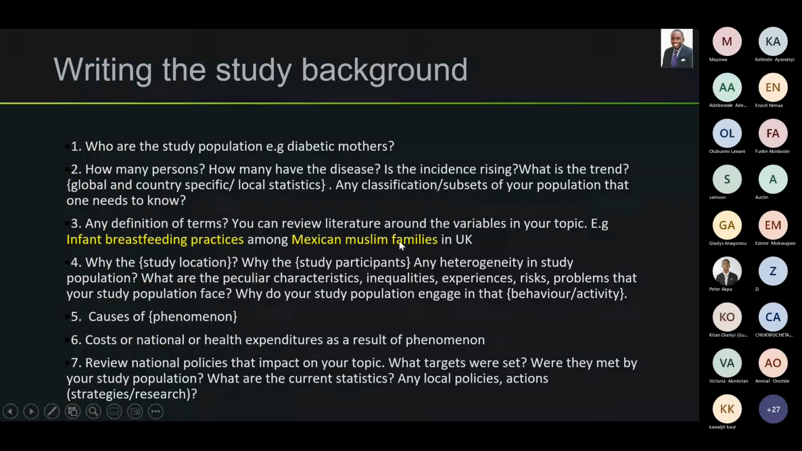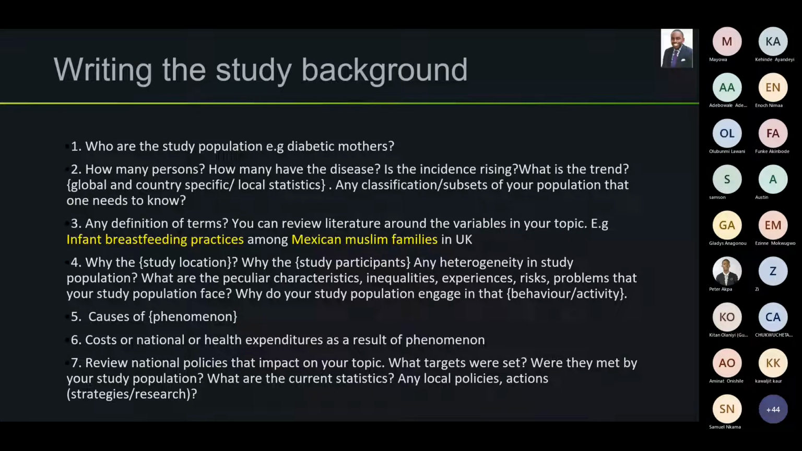Look at this one. I said Muslim families. Let's say somebody has done something on Christian families, somebody has done something on a different group, but you now come and say, okay, in Mexican Muslim families, nobody has done anything here. And that becomes your research gap.